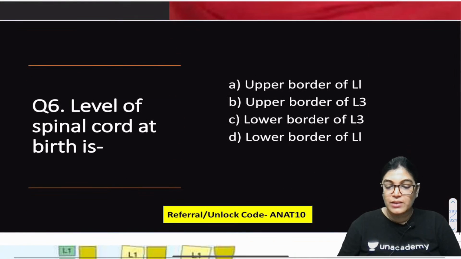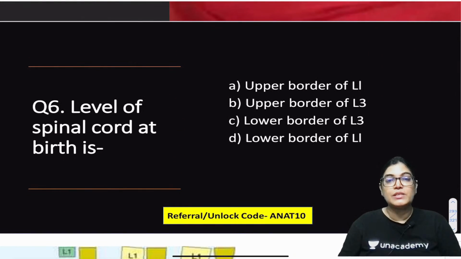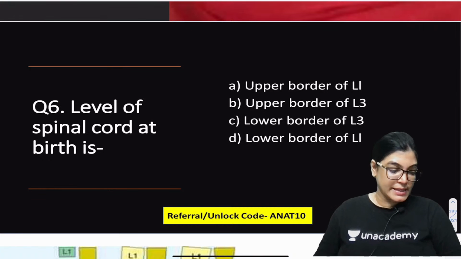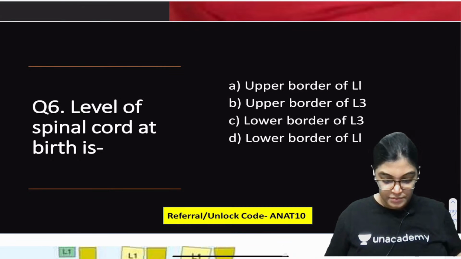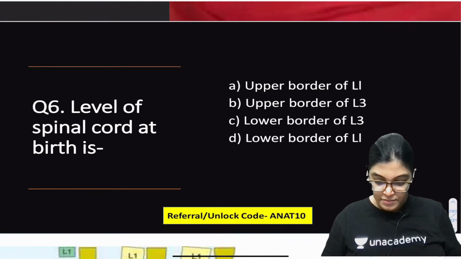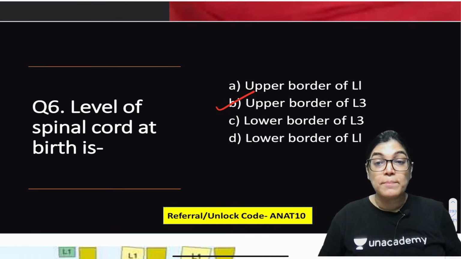Now, level of spinal cord at birth. What is the level of the spinal cord at birth? Level of spinal cord means what is the ending point of the spinal cord at birth? The options are upper border of L1, lower border of L3, upper border of L3, or lower border of L1. Question number 6. Absolutely right, it's the upper border of L3.